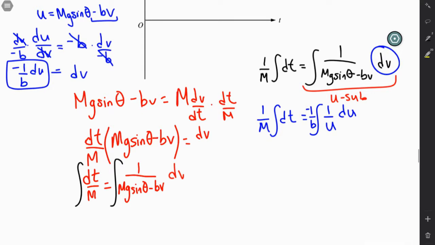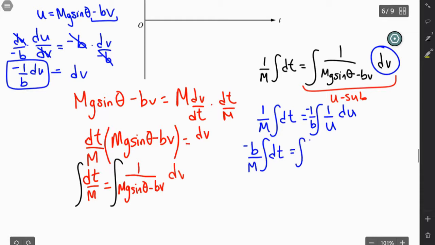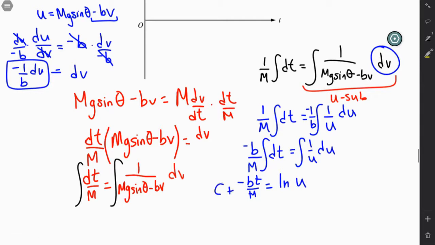Now this is what I'm going to substitute in over here for dv. To make this look a little simpler, I'm going to multiply by negative b, so it's going to be negative b over m, the integral of dt equals the integral of 1 over u du. Now I can do my integral. So this is going to be negative bt over m. The integral of 1 over u is natural log of u. I also have to have my plus c here. Now I'm just going to start solving this for v.